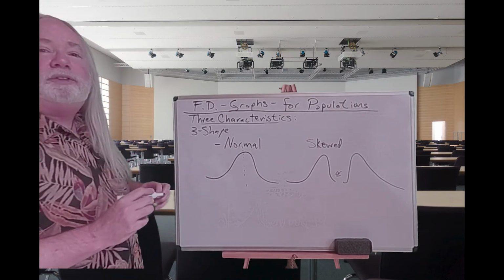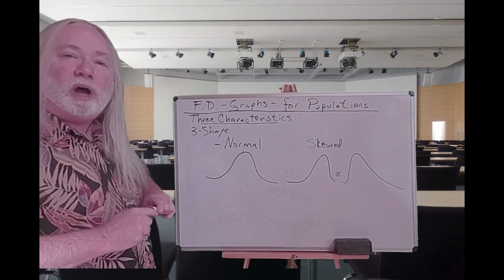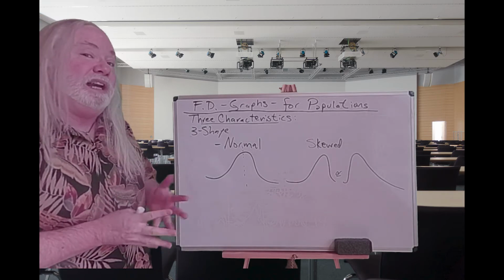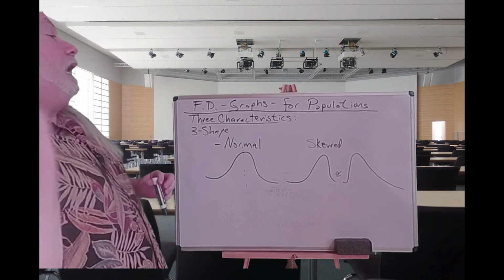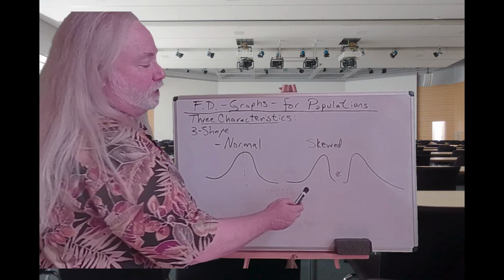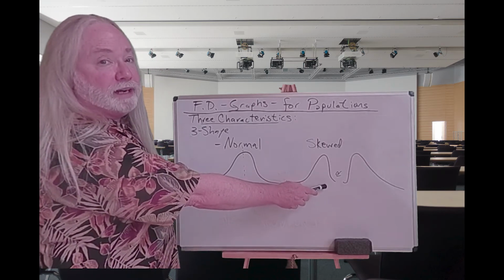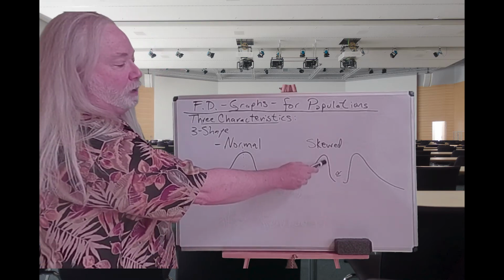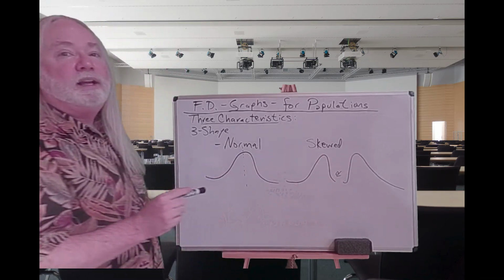The other shape is skewed. The word skewed means off-centered. When we're saying something is skewed, we're saying that it is lopsided. It's not centered. And so both of these are lopsided. This one has a central tendency on the right side, and this one has a central tendency on the left side. So they're lumped up on one side or the other side.